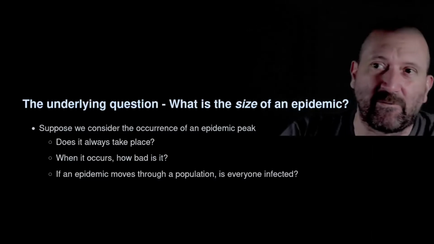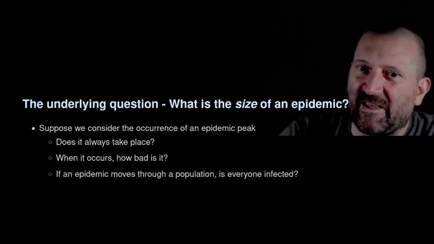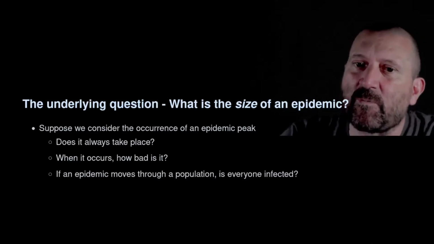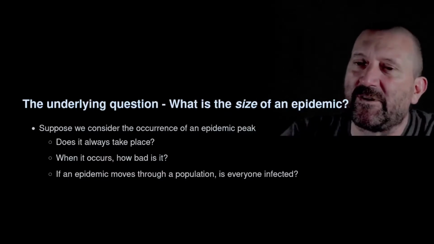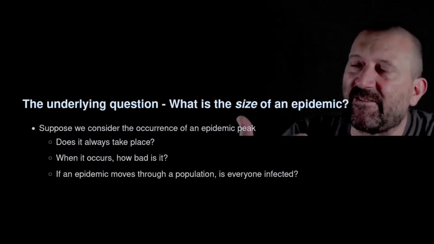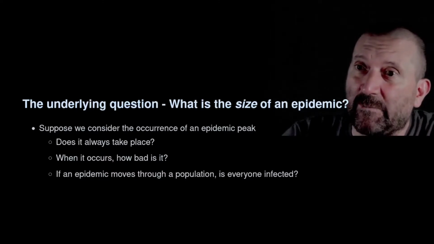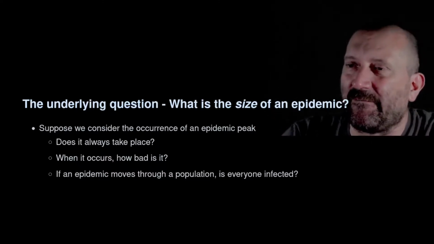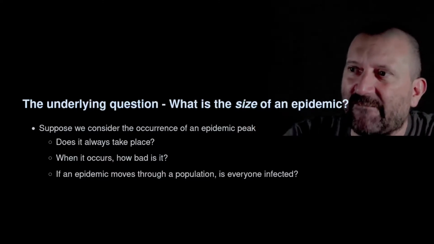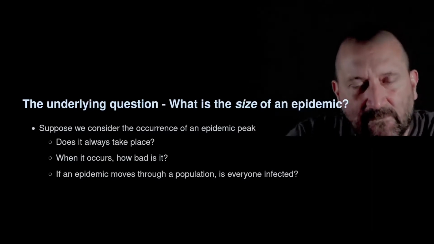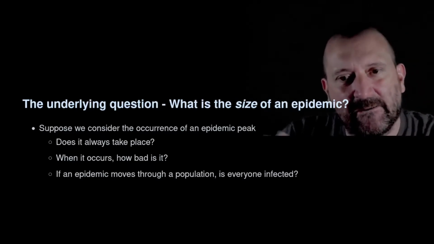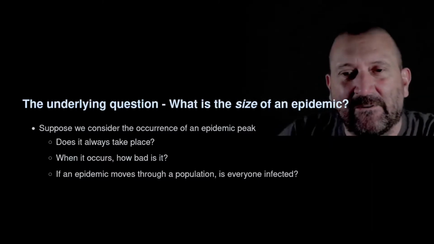And the correlated question to this is, when an epidemic moves through a population, does everybody end up infected? And that is what we call the final size of an epidemic, the percentage of the susceptible population that is affected by the epidemic. That is the final size.